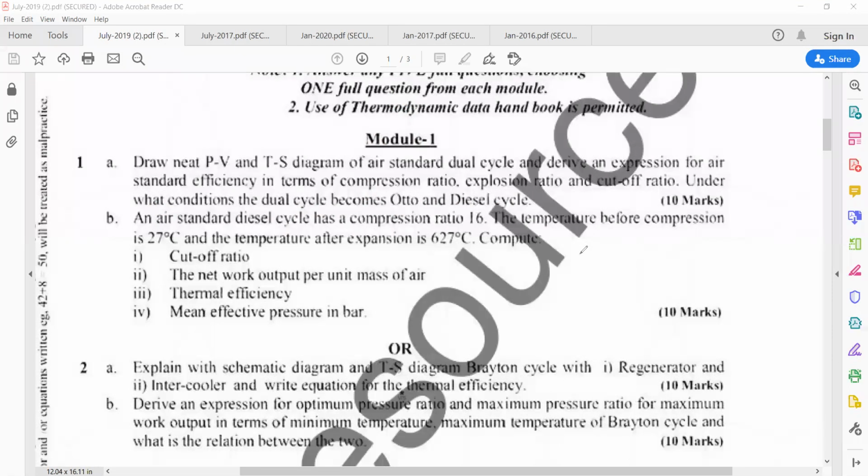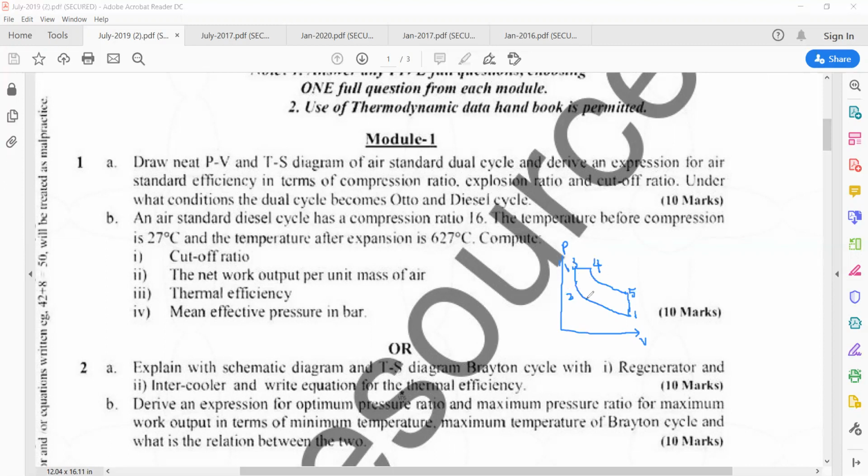So this is our dual cycle, where the heat addition takes place partially at constant volume and partially at constant pressure. This is our PV diagram, the pressure versus volume. This is 1, 2, 3, 4, 5. Now under what condition does this become a diesel cycle?